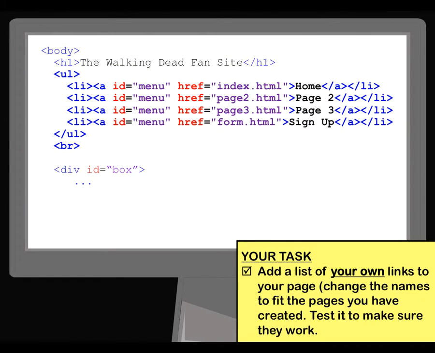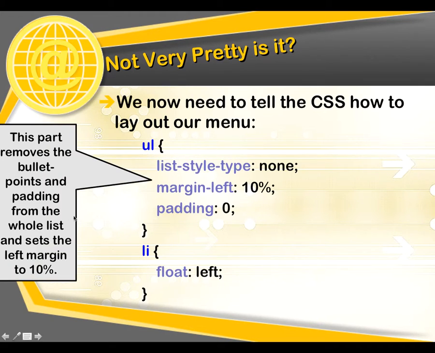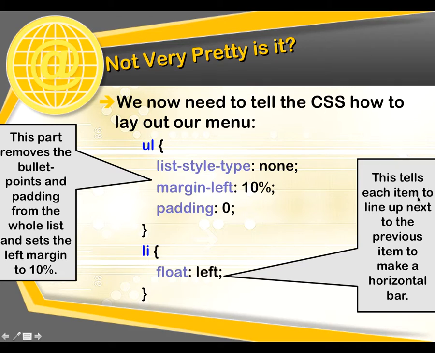So that is our list or our HTML navigation bar set up. It doesn't look very pretty at the minute, so we're going to add some CSS to it. So we're going to open up our CSS file, and we're going to add in these two tags. So this part removes the bullet points and padding from the whole list and sets the margin to 10%. And then this tells each item to line up next to the previous item to make it a horizontal bar, not a vertical one. Okay, so let's see how that works then.